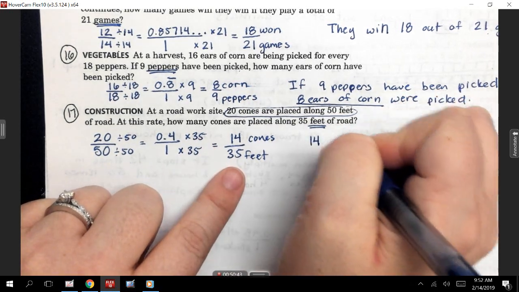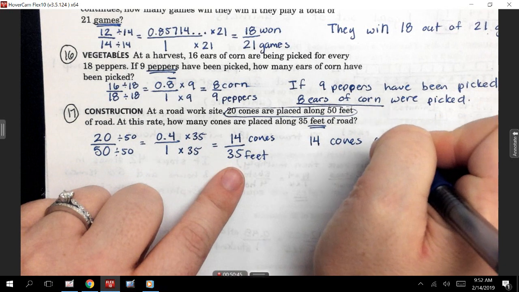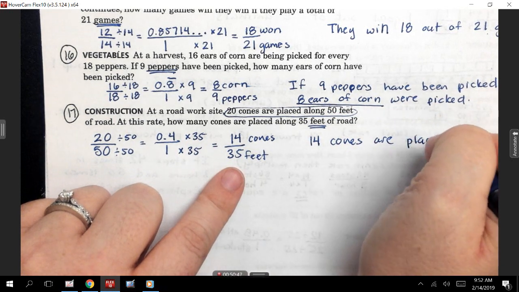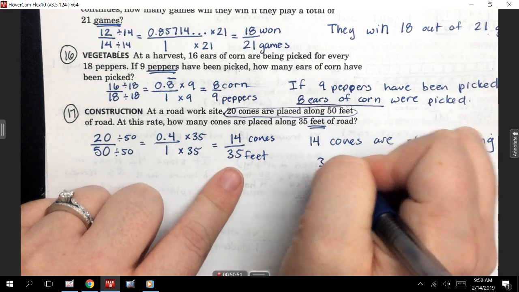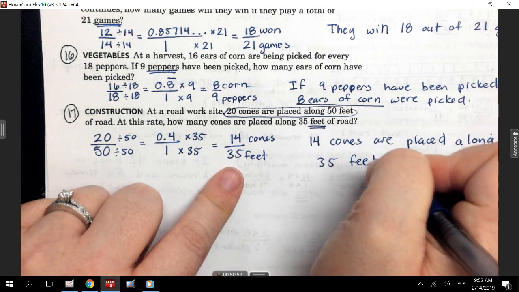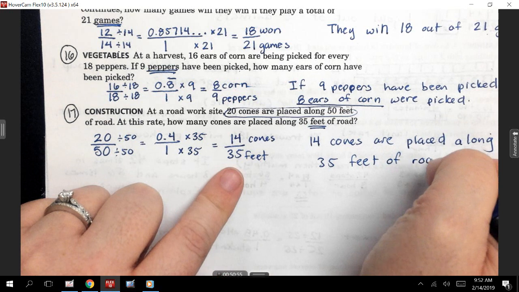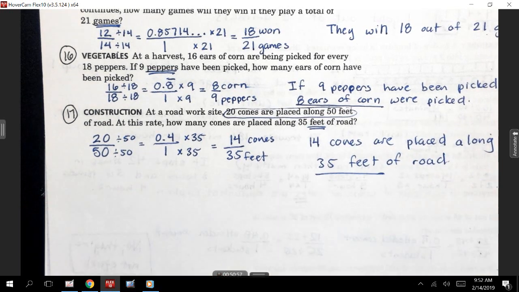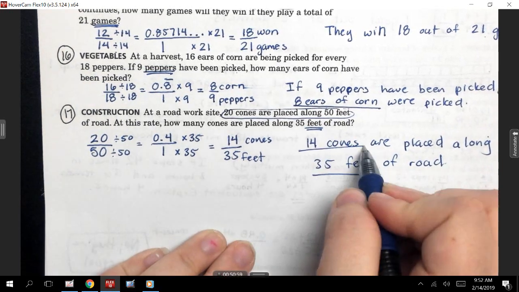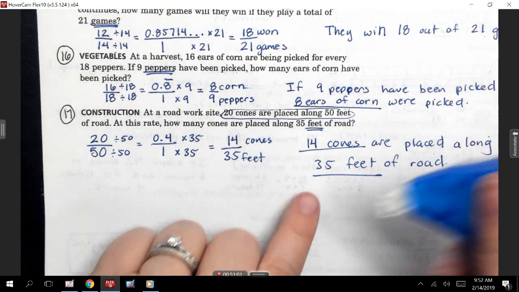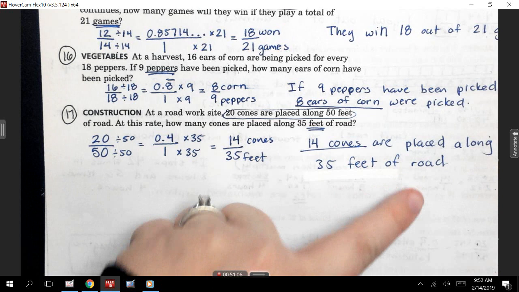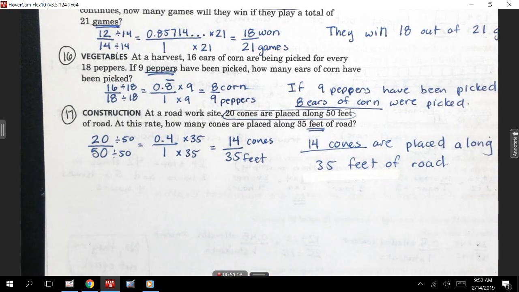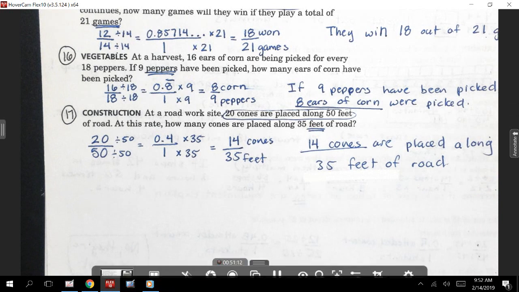I'm going to say 14 cones are placed along 35 feet of road. Again, seeing where I wrote my answer. Oh, that wasn't my answer. 14 cones is my answer, but it goes with the 35 feet from the question. So just making sure we have those together. All right, guys, if you can answer all these comfortably, you're ready for the test.